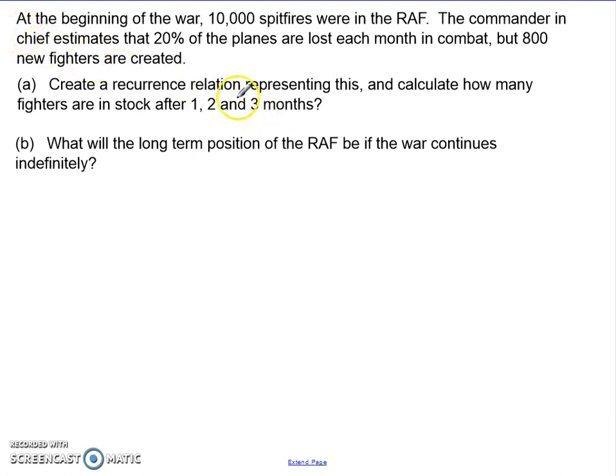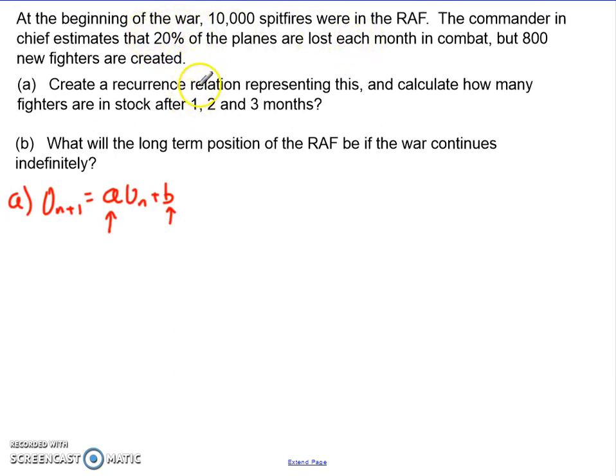We then look at some scenarios. So the beginning of the war, there's your Spitfire count. This is what happens. First we have to create a recurrence relation representing this, and then 3 months worth of calculations. So remember a recurrence relation, u(n+1) equals a u(n) plus b. The way to think about it, that's what percentage we're left at the end of each month from what we had, and that's what we correct it with or we change. So estimates 20% of the planes are lost in combat each month.